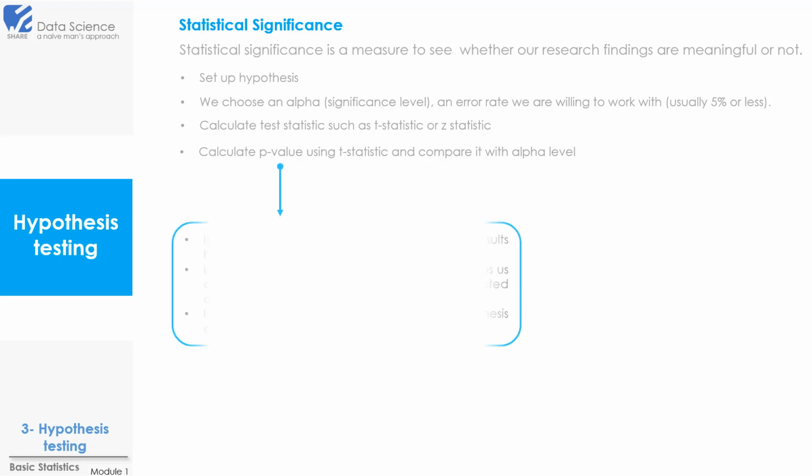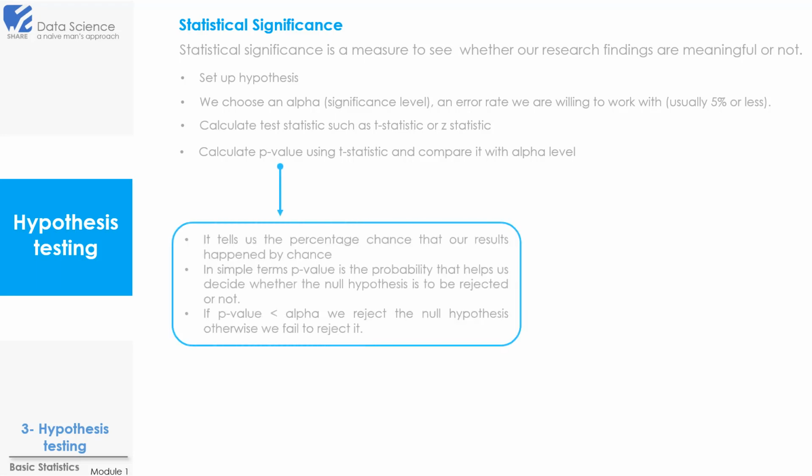Now what is p-value? P-value is the percentage chance that our results happen randomly. So obviously a smaller p-value is desirable for us. That is a smaller chance of our results being random. Or you can say in simple terms, p-value is the probability that helps us decide whether the null hypothesis is to be rejected or not. Now if p-value is less than alpha, so we reject the null hypothesis. Otherwise we fail to reject it. So that is how p-value helps us in making the conclusion about our hypothesis.